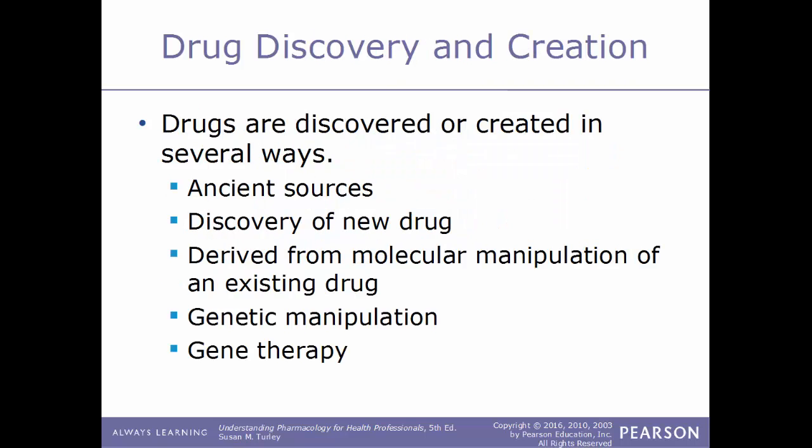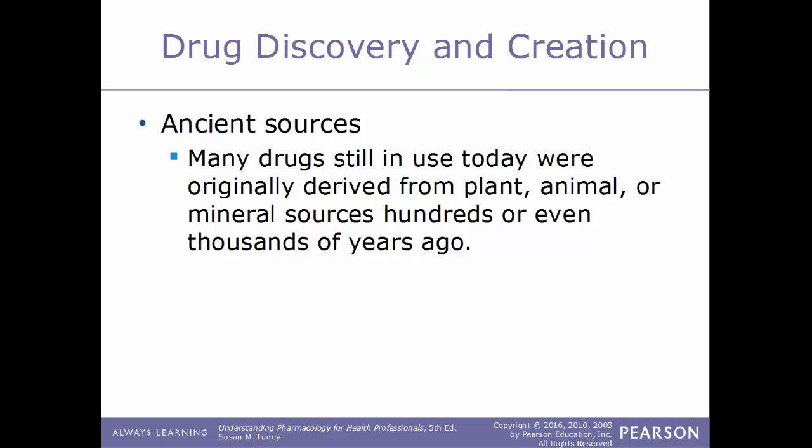Drug discovery and creation. Now, drugs are discovered or created in several ways. One of those is using ancient sources. Another way would be the discovery of a new drug by deriving a new drug from the molecular manipulation of a currently existing drug and creating a brand new one, genetic manipulation, and also gene therapy. The first topic we mentioned, ancient sources.